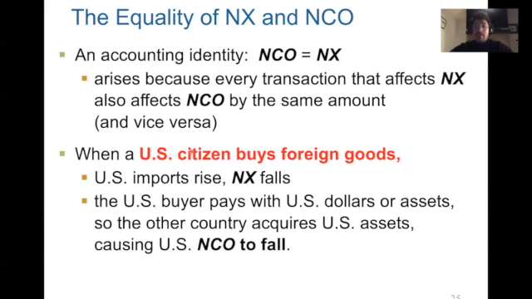When a US citizen buys foreign goods, conversely, US imports rise. For instance, when a US buyer buys a Chianti from Italy, then US imports rise and net export falls. In this case, the US buyer pays with US dollars, so the other country acquires some US asset, causing net capital flows to fall.